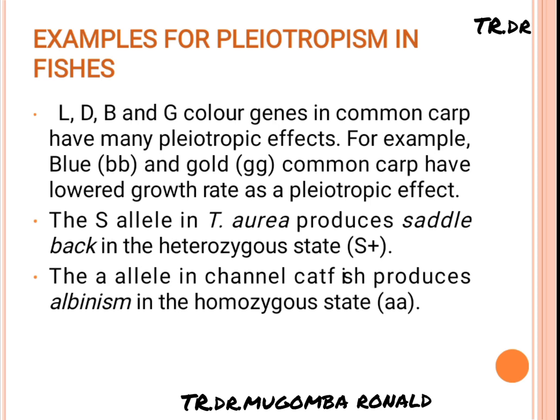I've talked about melanin, the gene for melanin pigmentation. In your eye, it will appear brown. Then your hair will appear black. The skin will appear brown. So those are the different ways it can express itself.